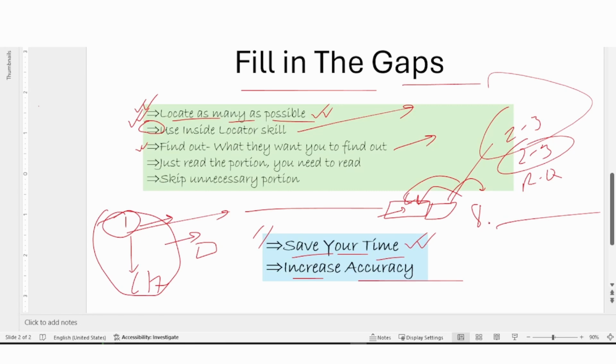So don't do that. Read the question properly, so that you don't need to come back to the question and find out what they want you to find out. Because if you don't find out what they want you to find out, you will find out something wrong. I'm telling you again, if you don't know exactly what they want you to find, and you go and try to find it, you will find something wrong. Very important. So try to understand what they want you to find out.